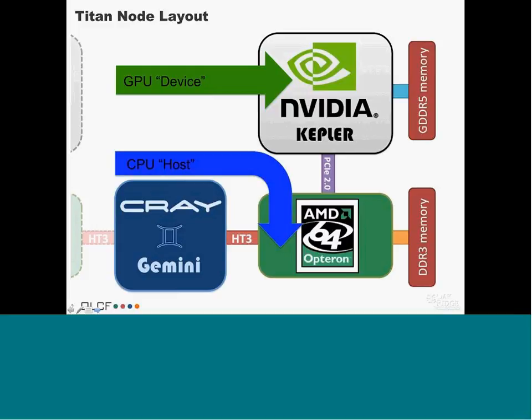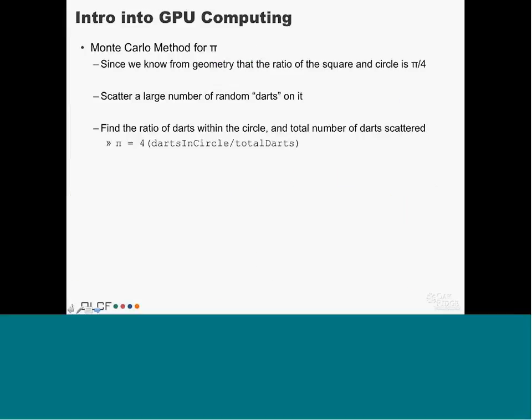Titan gets 90% of its power from the GPU, the NVIDIA Kepler. This is attached to the CPU by PCIe. So a node typically looks like this.